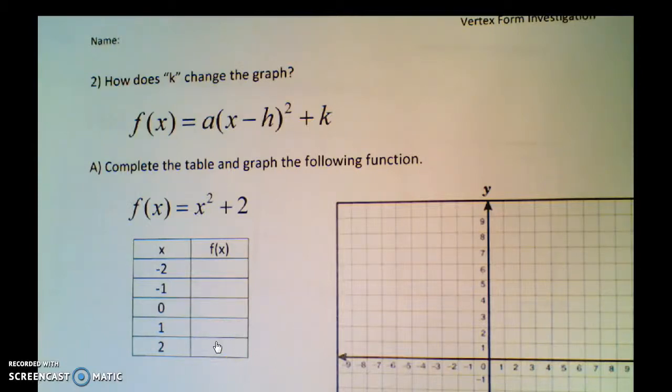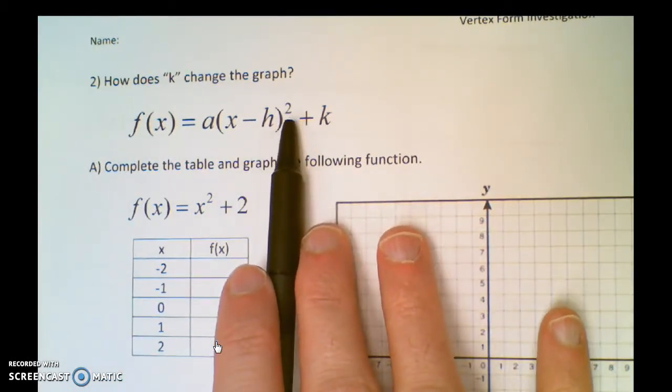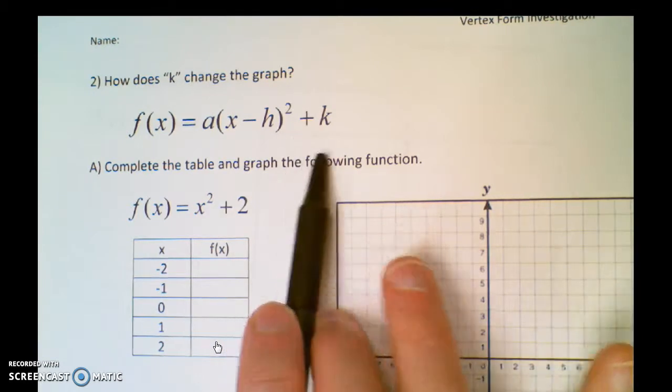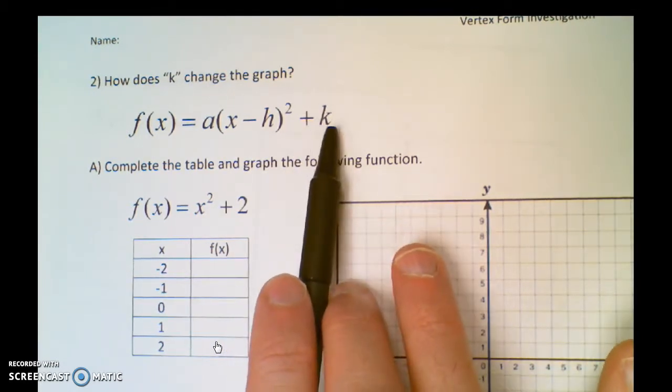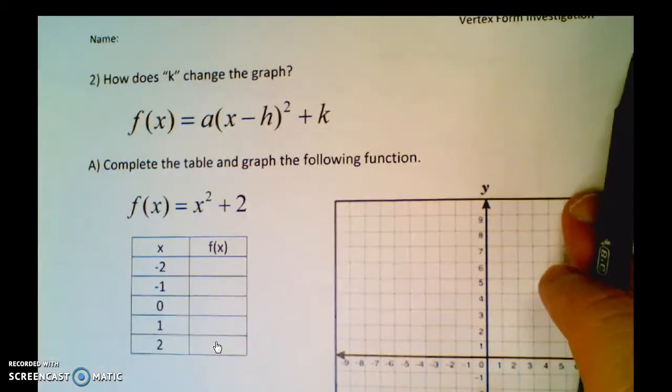Alright, let's continue our investigation. And here we're going to continue working with the vertex form of the quadratic. We know it's quadratic because it's raised to the second power. And now we're going to focus on this number on the outside. So let's say I'm trying to add something on the outside after the exponent. I want to see what happens to the graph.